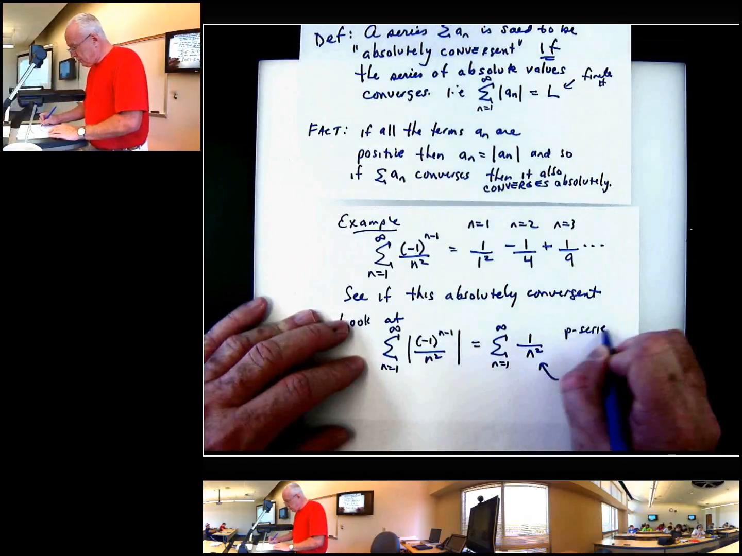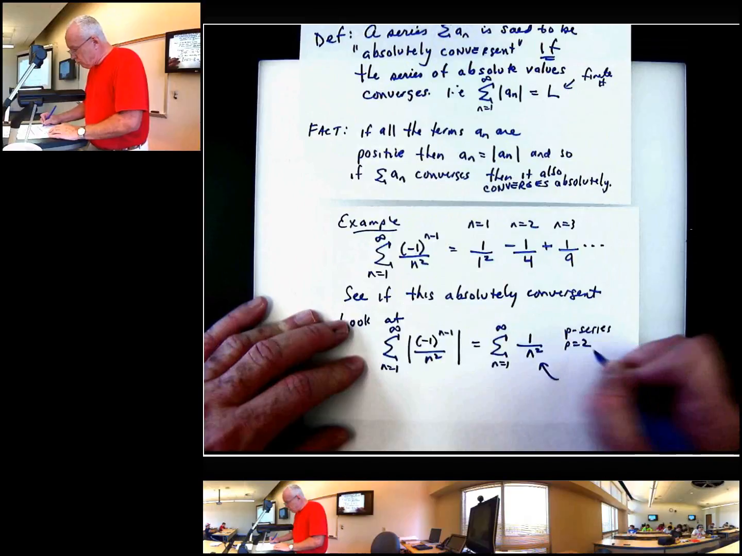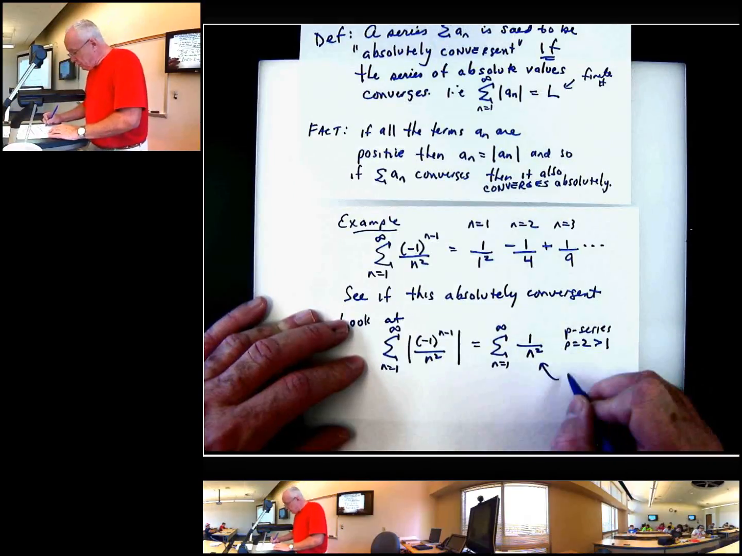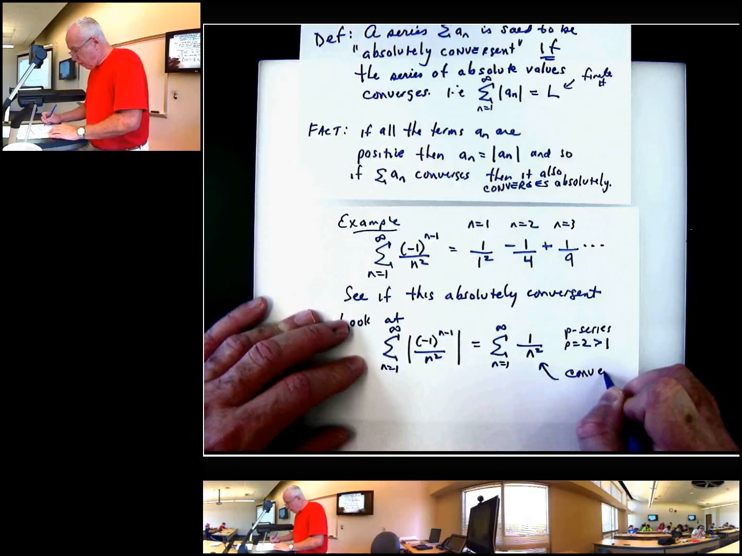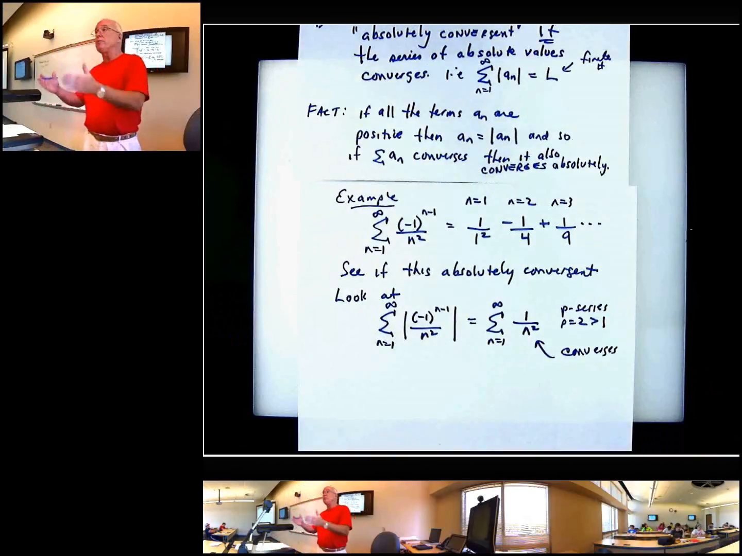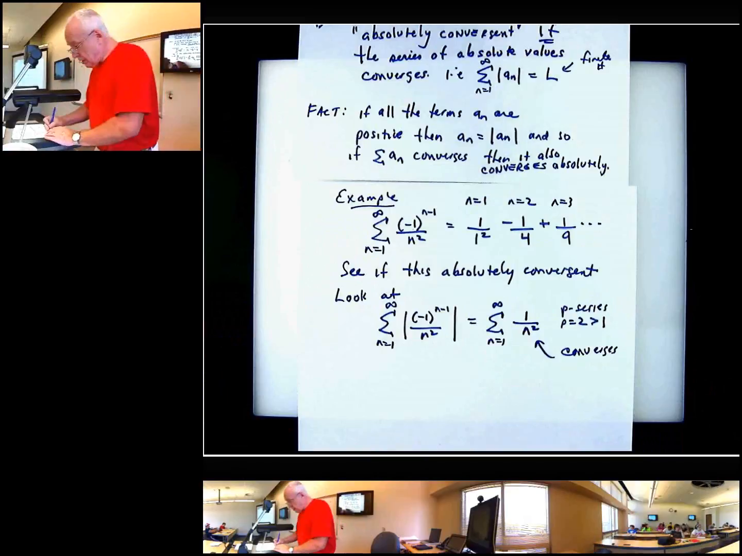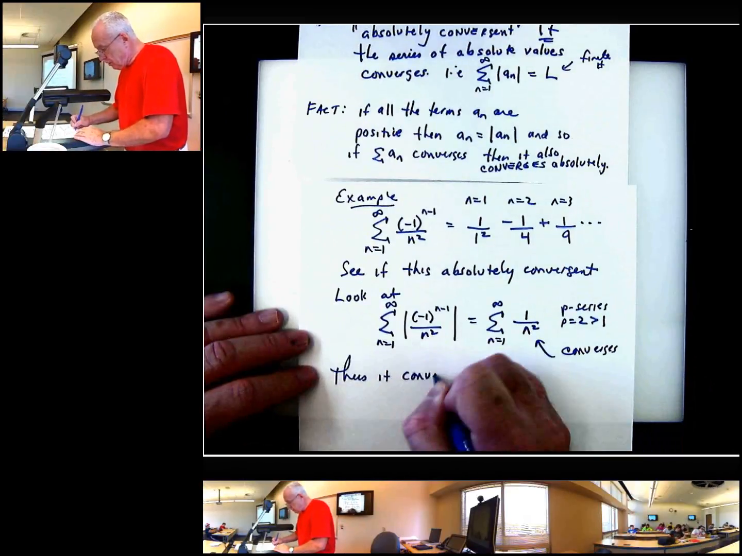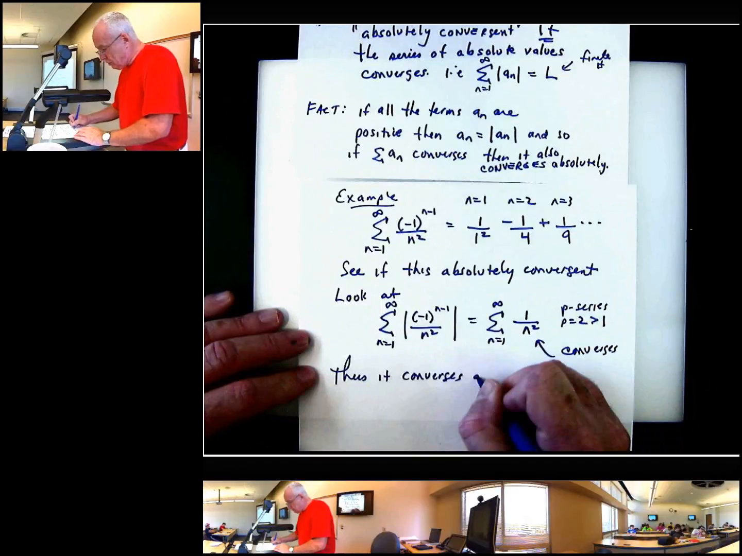Okay, so it's a p-series. P is equal to 2, which is bigger than 1, so it converges. So the absolute values converge. When we do the absolute values, that does converge. Thus, we can say it converges absolutely.